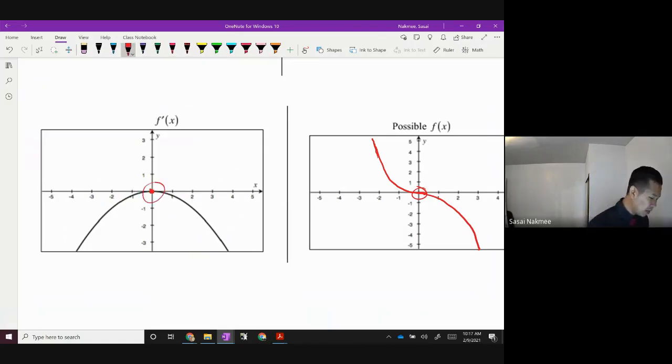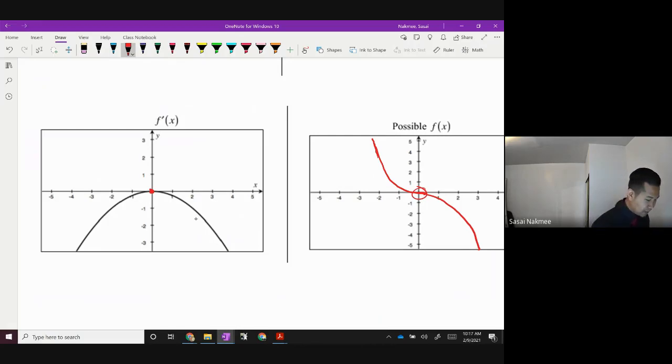And you also have a critical point here. That critical point is telling us that we need to have a horizontal tangent line at 0. Right there, we need to have that horizontal tangent line, right? That point right there is a very important point. That's telling us that we have that horizontal tangent line. So please make sure you take that into account.